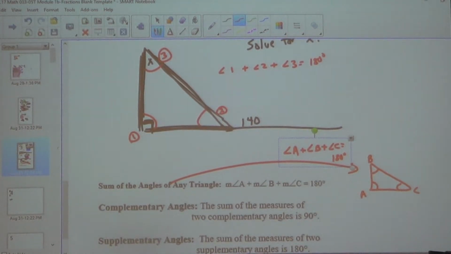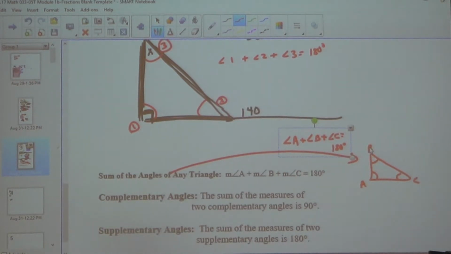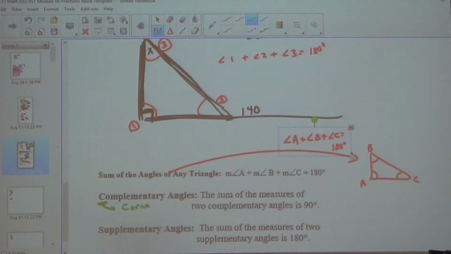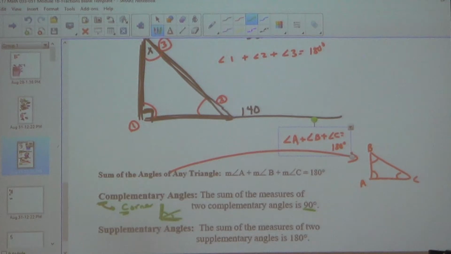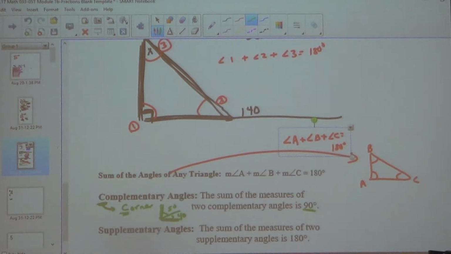Now, complementary angles. Complementary angles are angles that make a corner. So the C for complementary means it makes a corner. So if I have two angles that make a corner, that means they add up to 90 degrees. So if this is 40, that means that one has to be 50 because we know that the corner of a sheet of paper is how many degrees? 90. So those are called complementary because they make a corner. So if this one's 20, that one has to be 70. Okay?